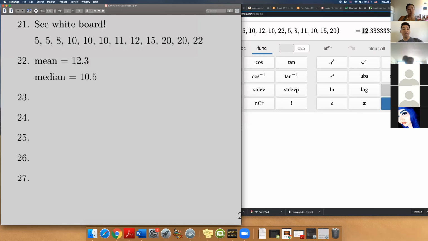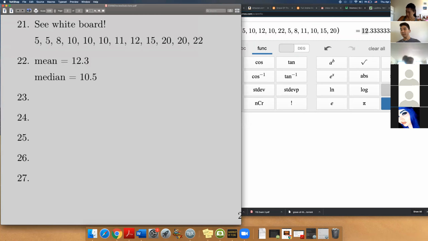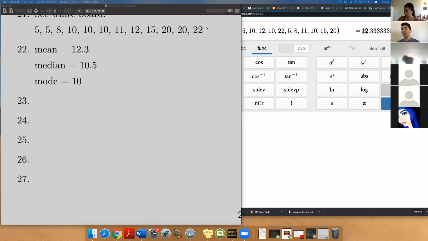All right, the mode is just the thing that appears most often, which is 10. If nothing appears most often, then we just say there is no mode. The range is the largest value, 22, minus the smallest, 5. That gives us 17.